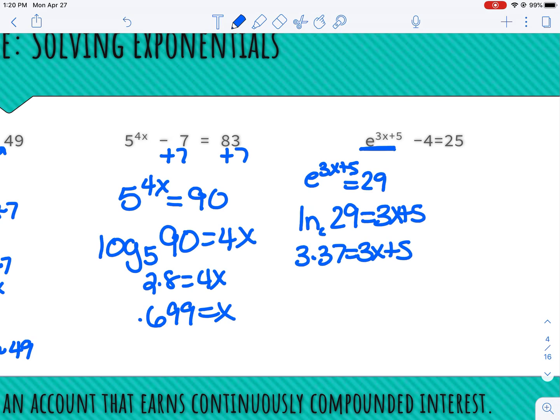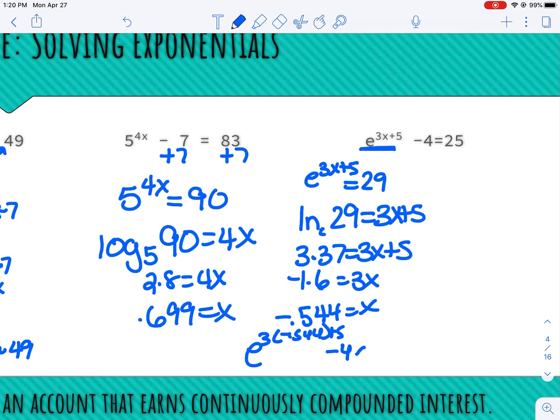So the ln of 29 is about 3.37. If I subtract over that 5, I'm going to get about negative 1.6, and if I divide by 3, I get negative 0.544. Again, you can check your answer. e to the 3 times negative 0.544 plus 5 minus 4, it's going to come out pretty close to 25.